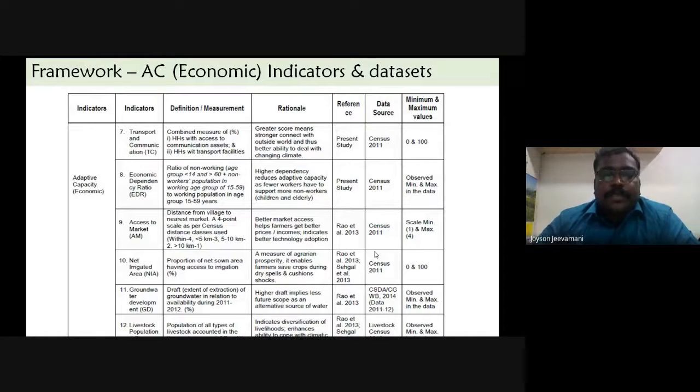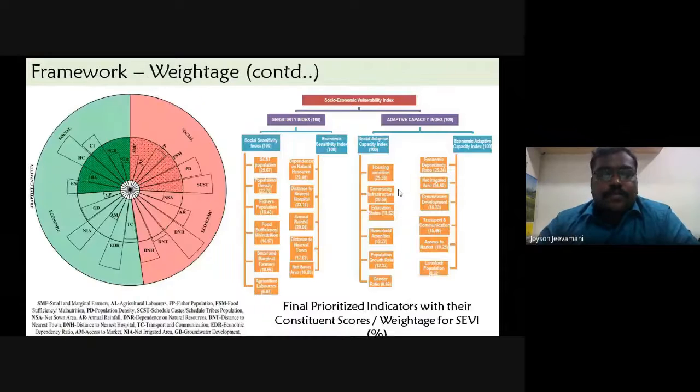So these are 6 indicators for the adaptive capacity social parameter, and next is the economic aspects of the adaptive capacity. Again, we have 6 indicators. These are the indicators we have used, and the data sets for these indicators are mostly census, livestock census, agriculture census, Central Groundwater Board reports, and National Family Health Mission. So these are the data sources. These are the 23 indicators we have given here.